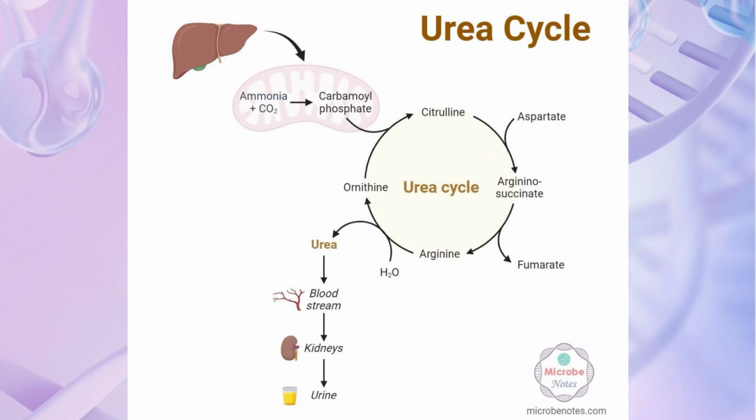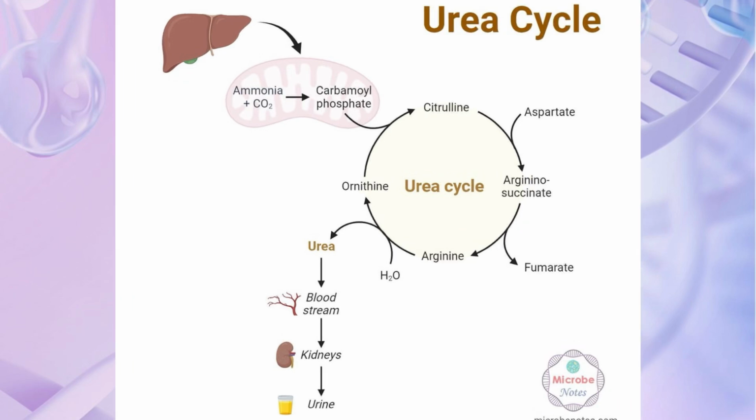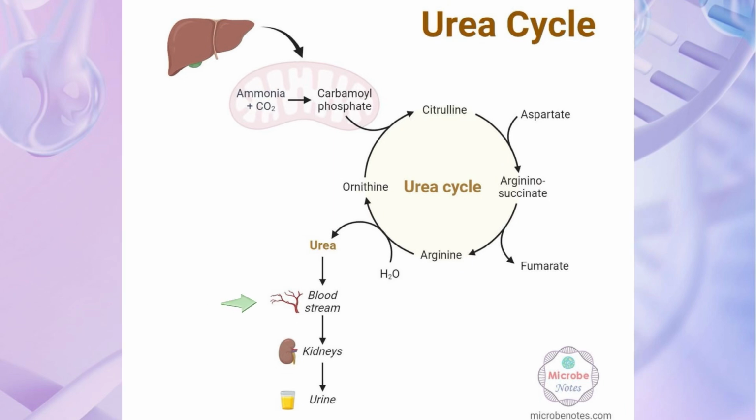In the next step, the enzyme argininosuccinate lyase acts upon the argininosuccinate and cleaves it to produce two molecules, fumarate and arginine. In the last step of the urea cycle, the enzyme arginase acts on the arginine to produce urea and ornithine. The ornithine is utilized back in the urea cycle, whereas the urea is a soluble compound. It dissolves into the blood and is transported to the kidney to be excreted.